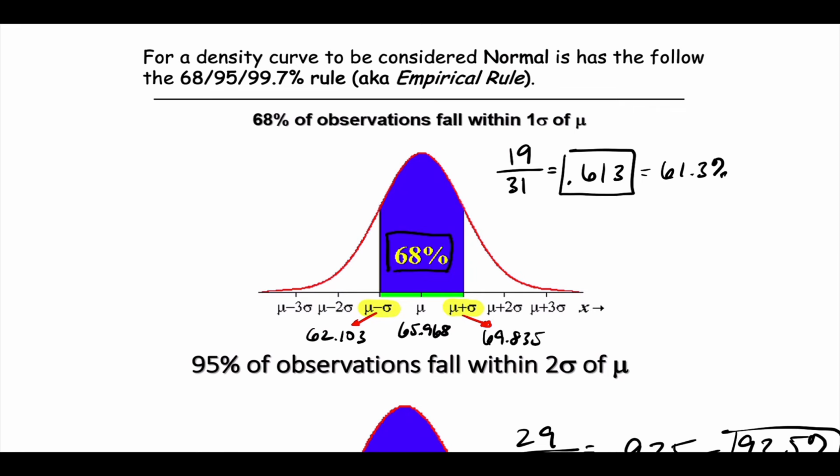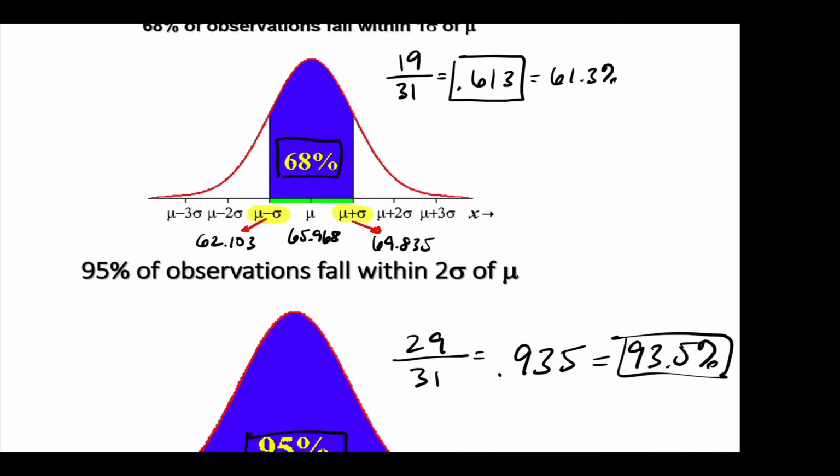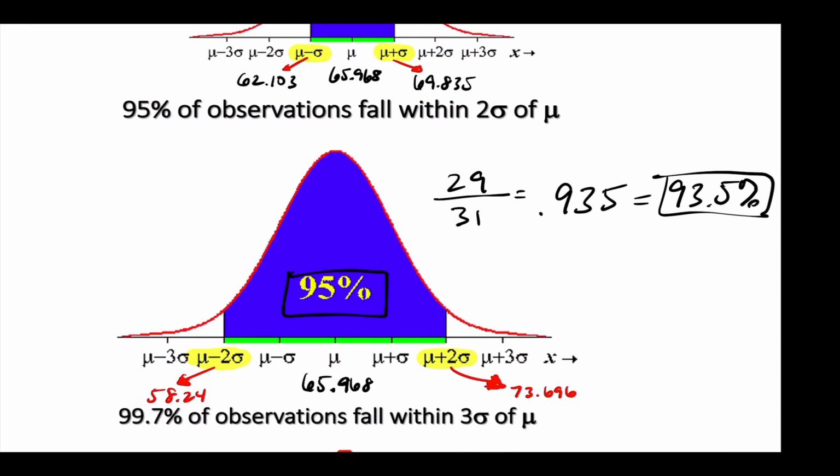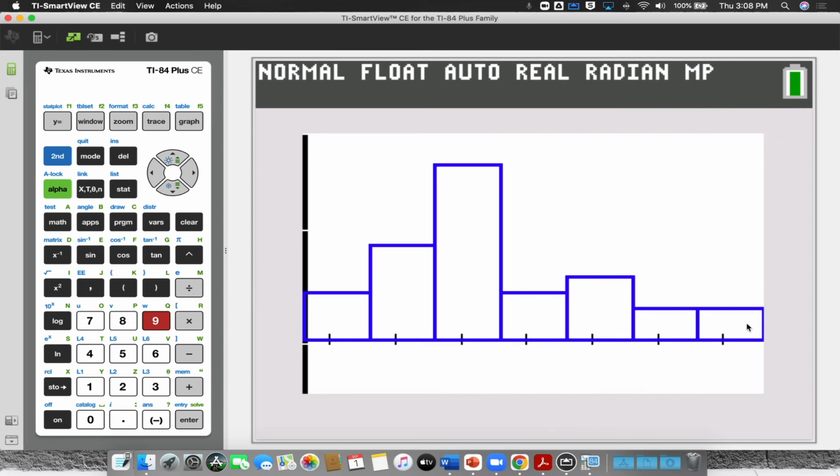So it's not necessarily the answer that I'm grading, it's your reasoning behind it. Okay, yeah, I think it's normal because 61% is pretty close to 68%, and 93.5 is pretty close to 95. And when I looked at the graph, it looked pretty normal. Most of the data is in the middle. Yeah, we'll go with roughly normal. Full credit.